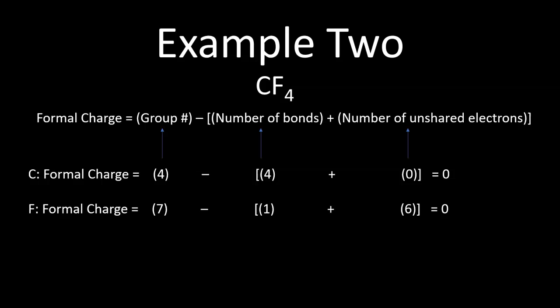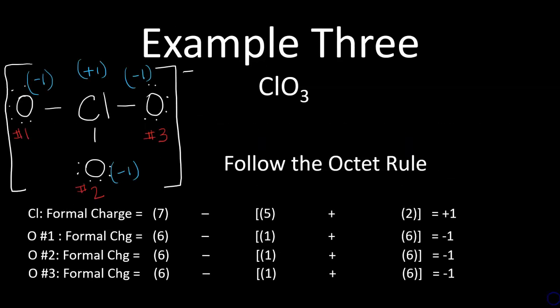But because those fluorines are all the same, they are all from group number 7, they all have one bond, and they all have 6 unshared electrons. So our formal charge is actually going to be hydrogen 0 and fluorine 0. So let's just throw another example up here real quick. So we have example number 3.